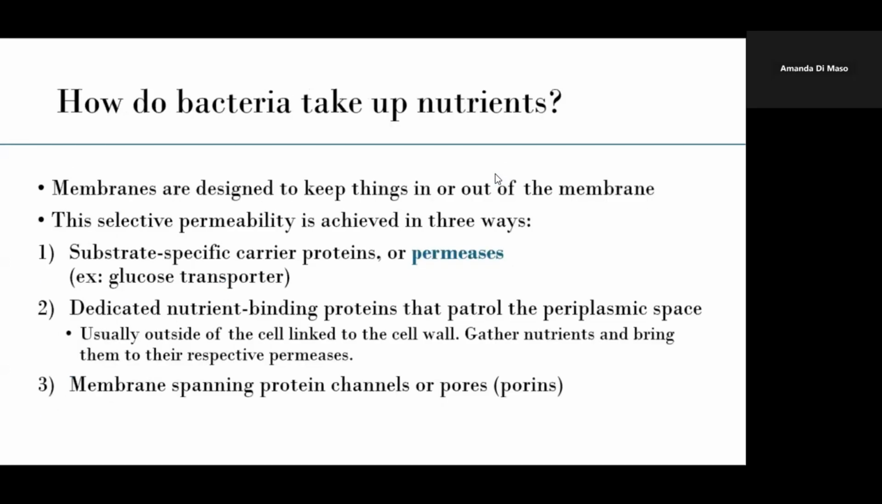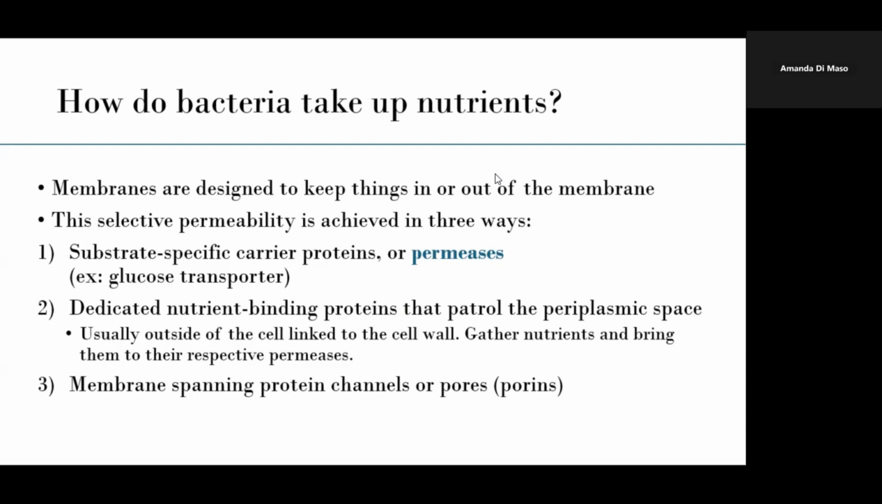So how do we take up these nutrients that we've been talking about? Our membranes are designed to keep things out, but we need to eat. So how do we do that? Well, we get this selective permeability by 3 different methods, really. We can have permeases. These are selective carrier proteins. So they can say, I'm going to let glucose in, but not lactose. You have to go to a different carrier protein for that.